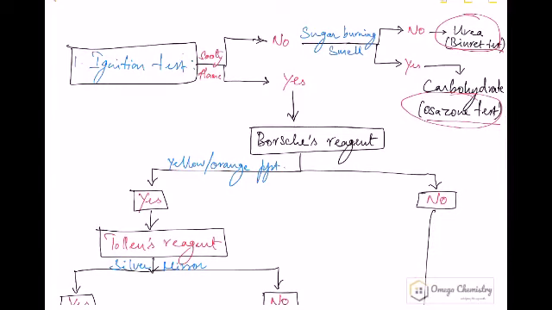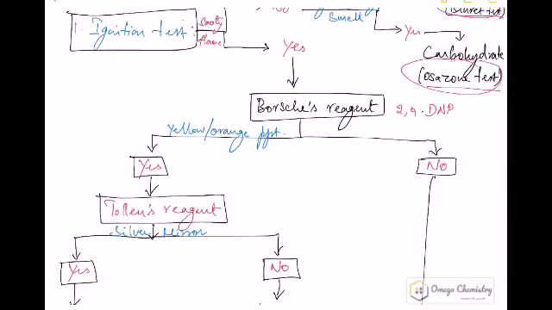So after that you can add Brady's reagent. Brady's reagent is nothing but the 2,4 DNP test. DNP, we know this from the theory part. 2,4 DNP is 2,4-dinitrophenylhydrazine. So the presence of a yellow or orange precipitate confirms the presence of carbonyl compounds, that is, either an aldehyde or a ketone.